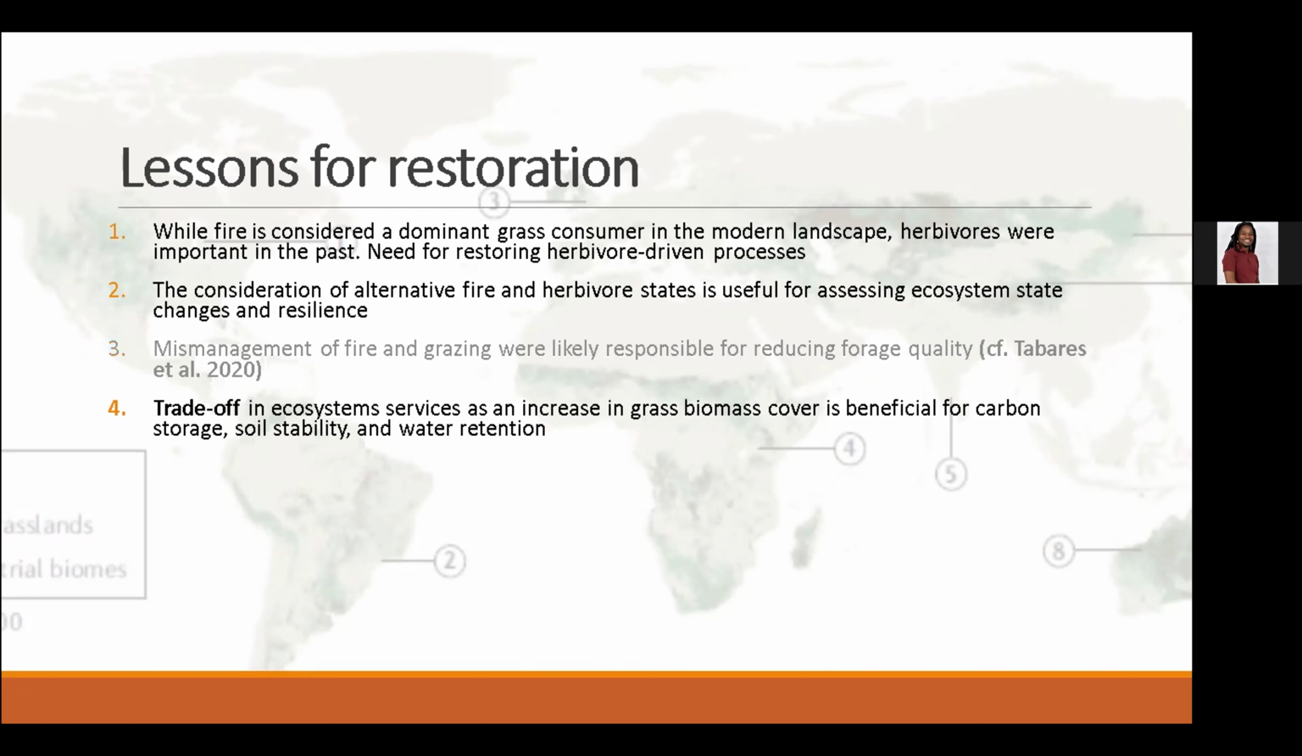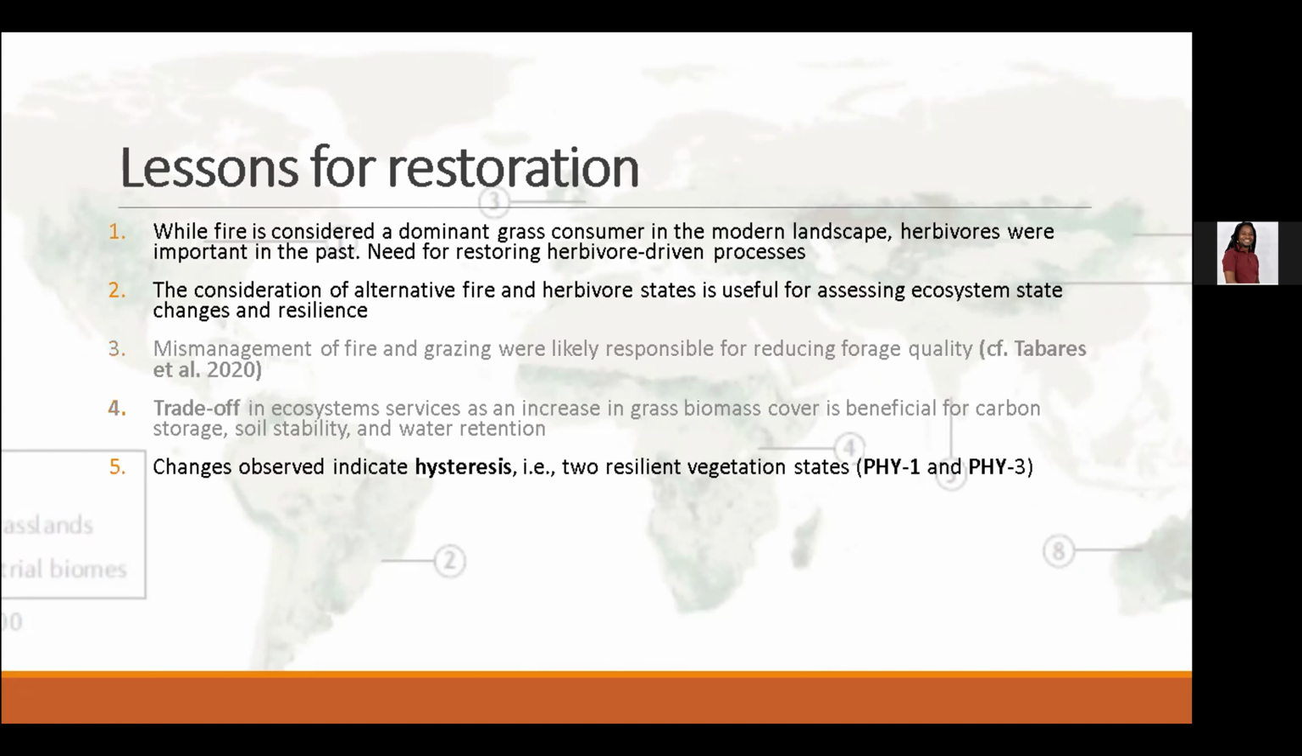And there's this trade-off in ecosystem services, because a short grass system which supports grazers doesn't actually keep much grass biomass. And the more grass biomass you have, you can store more carbon, you can stabilize soil, and you can keep more water in the system. So we also need to think about this.